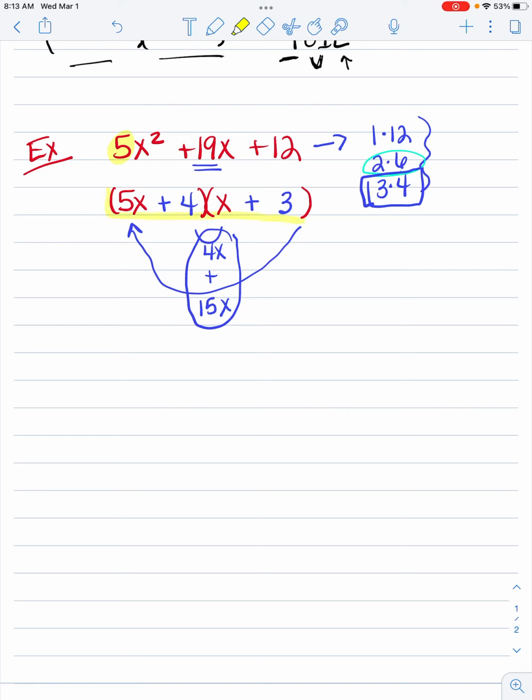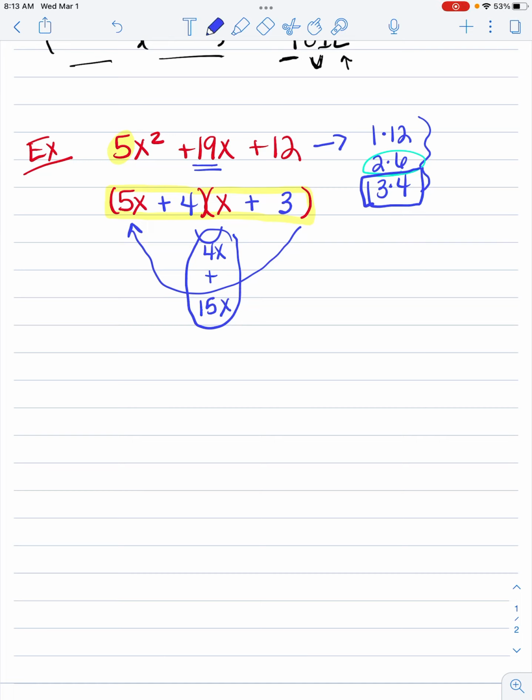My solution is 5x plus 4 times x plus 3. Okay. Remember we did talk about how multiplication is commutative, so if your x plus 3 was in the first set of parentheses and your 5x plus 4 was in the second set of parentheses, then that's great. That's also correct. So it's the same thing. We just have to worry about there's a number in front. So multiplication and addition and subtraction.